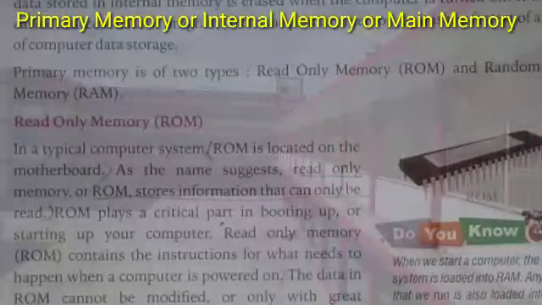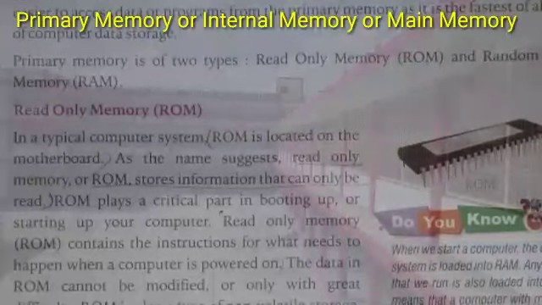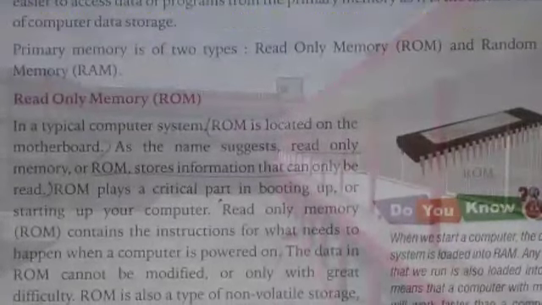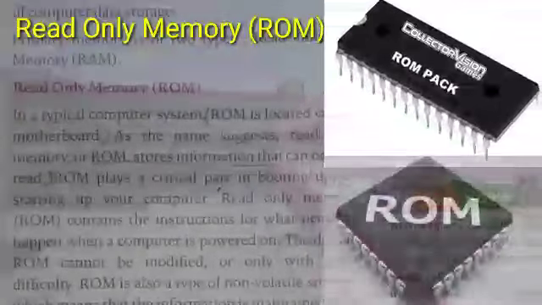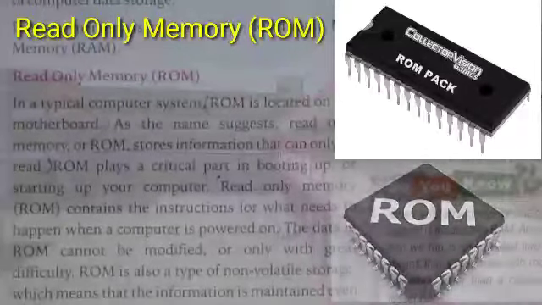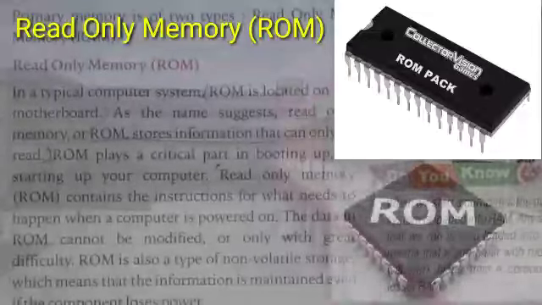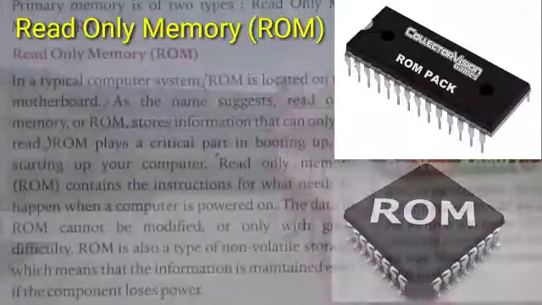Primary memory is of two types, read-only memory, that is ROM, and random access memory, that is RAM. Read-only memory. In a typical computer system, ROM is located on the motherboard. As the name suggests, read-only memory or ROM stores information that can only be read.